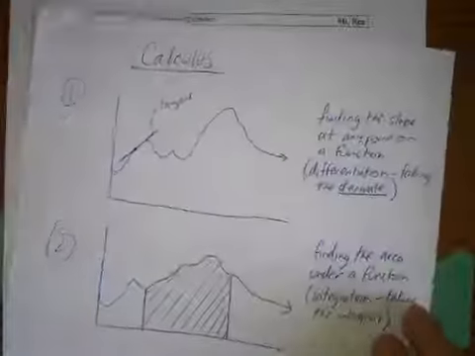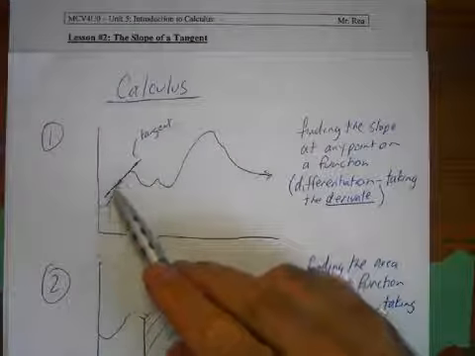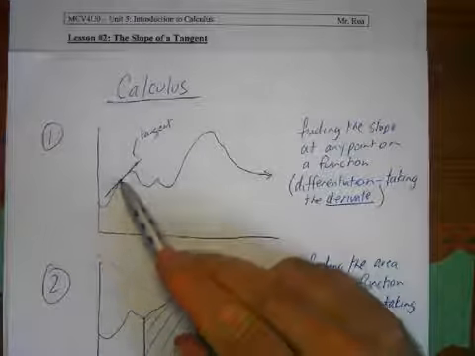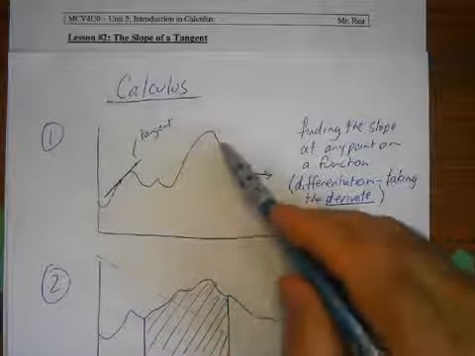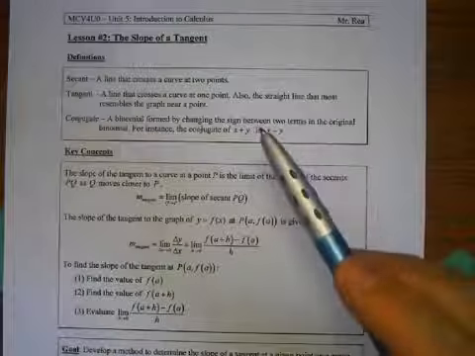My initial description of calculus: we're doing the slope of a tangent. That's exactly what I was talking about here. We're finding the tangent line at any point along a function or curve, and finding the slope of that. So that's what this lesson is introducing.